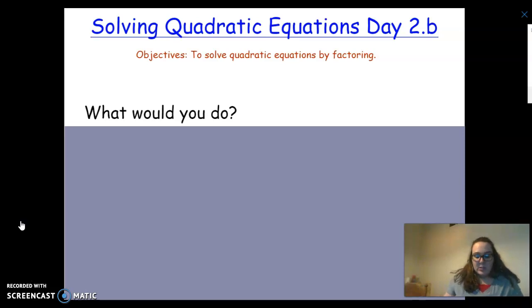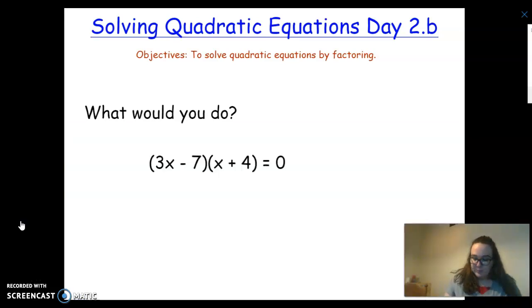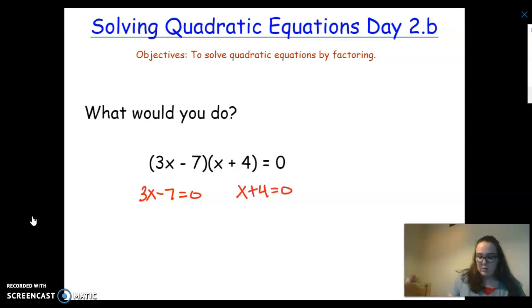So it starts here, it says, what would you do? And it has this, 3x minus 7 times x plus 4 equals 0. Okay, well, hey, it's been factored. Somebody did all that work for us. What do you do when you have two factors equal to 0? Well, we can set 3x minus 7 equals 0, and x plus 4 equals 0.